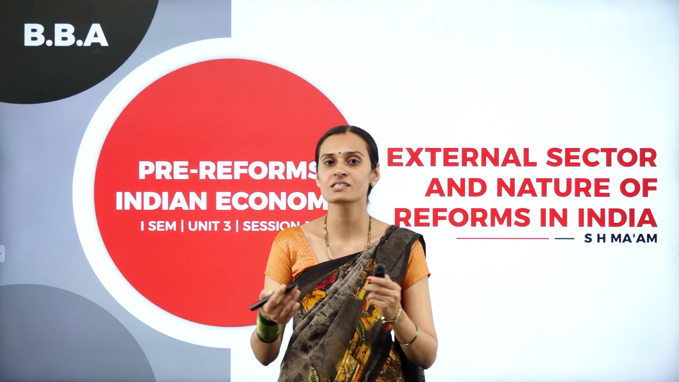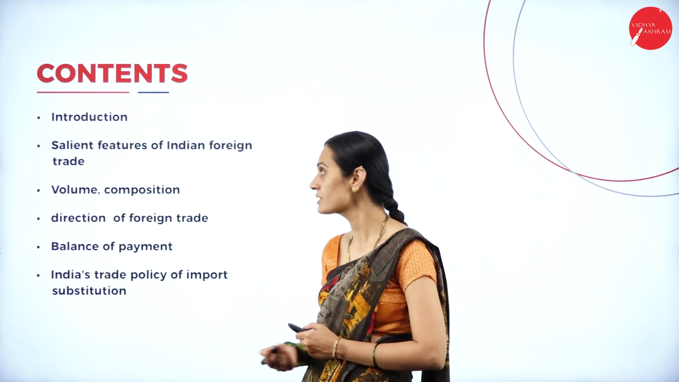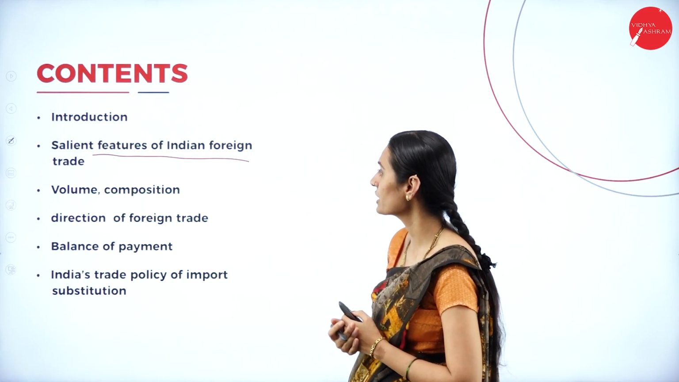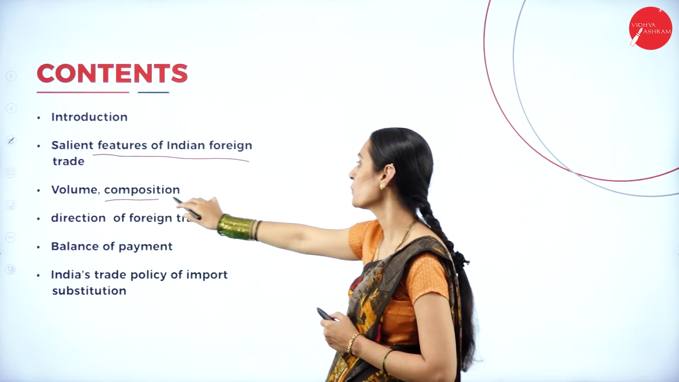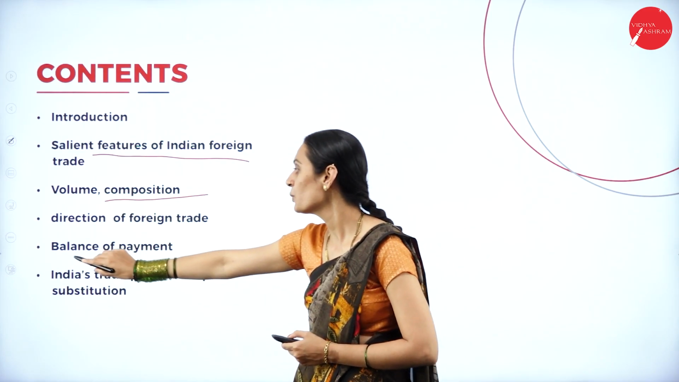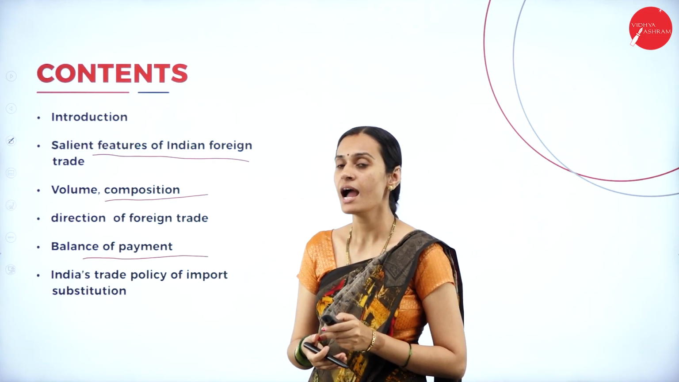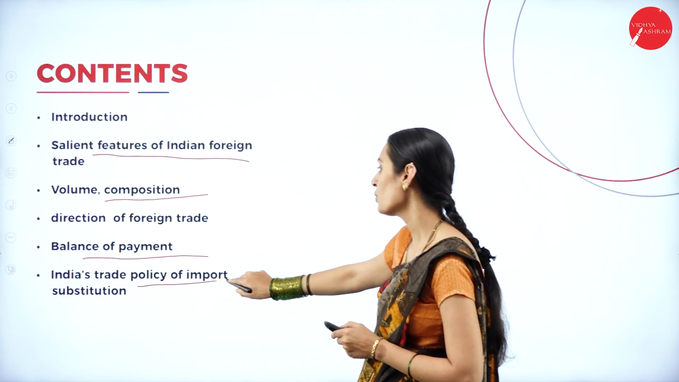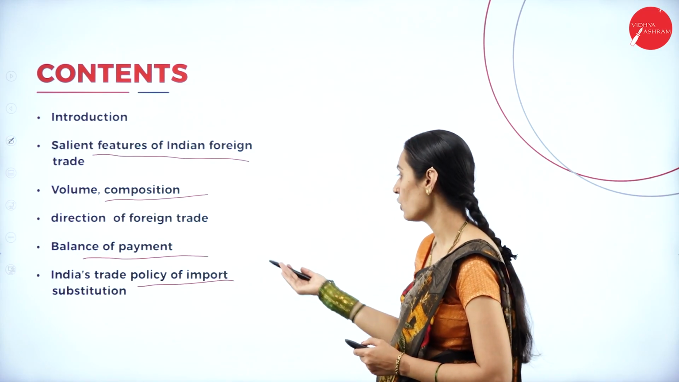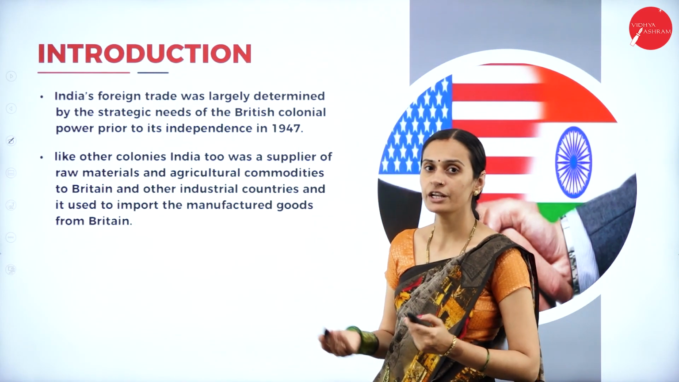Yes, let us discuss the session with content. What are the contents? First, a quick introduction to the chapter, and second, salient features. What are the different features of India's foreign trade, and the volume, composition and directions of foreign trade of our country, and next the position of balance of payments. What are the different components of balance of payments, and also we are going to discuss import substitution, India's trade policy of import substitution. Yes, let us start the session with the introduction.